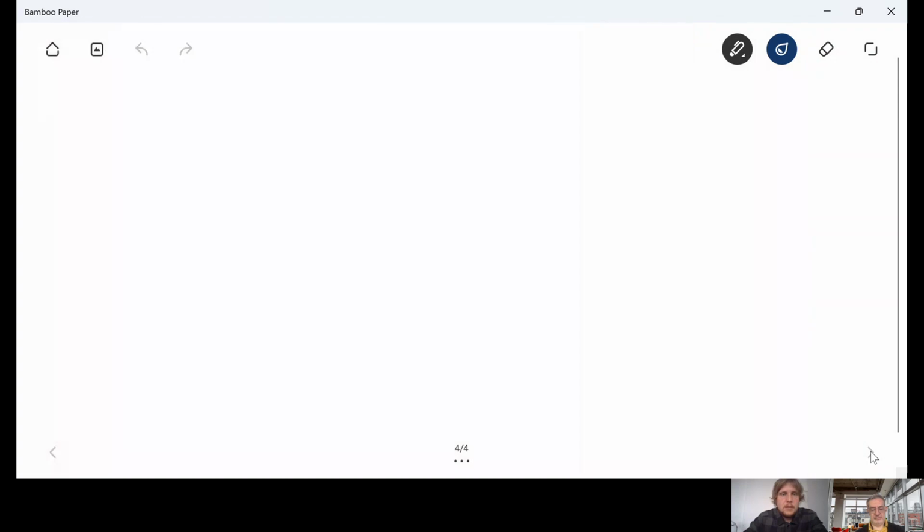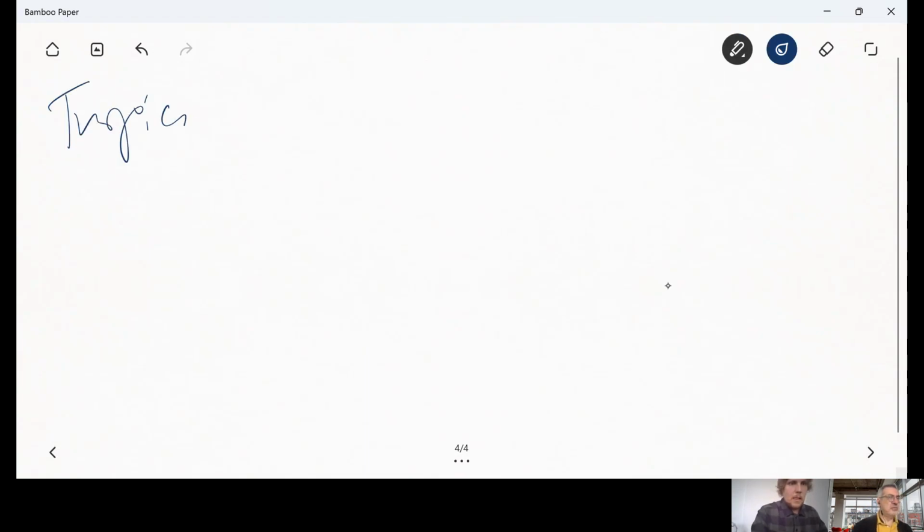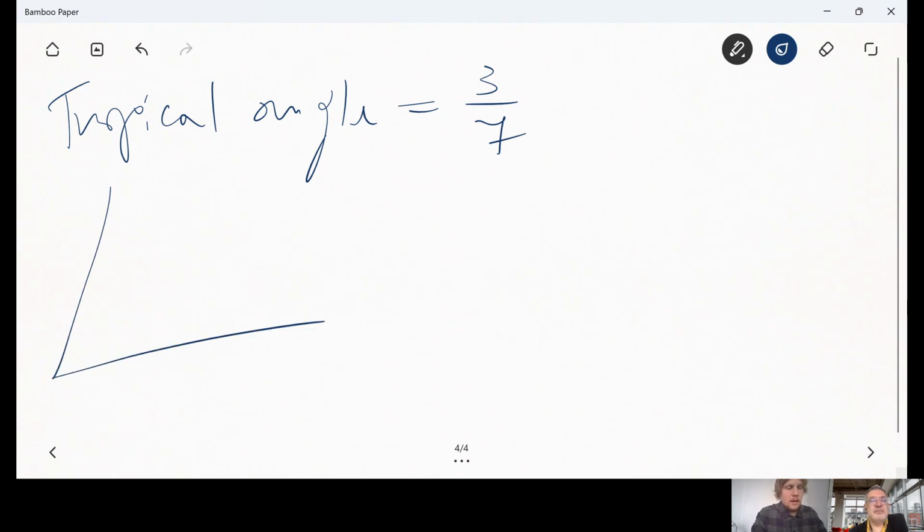So let me consider a concrete example maybe, and we will finish just with that. So the idea will be clear. If you take the corner with tropical angle equal to 3/7, so that's already quite some angle, what you're going to see is one ray with multiplicity 1 and another ray with multiplicity 3.